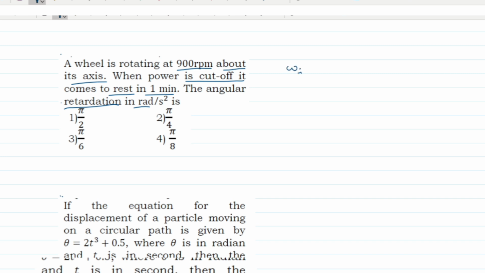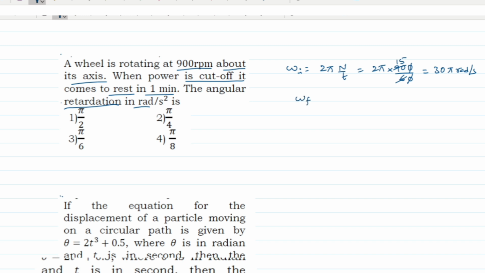So omega initial you can take as 2 pi n by t. N, in the sense number of rotations, you can take as 900, divided by the time, which is 60 seconds. Here you just cancel 6, giving 15. Here 2 into 15 will be 30 pi radian per second.